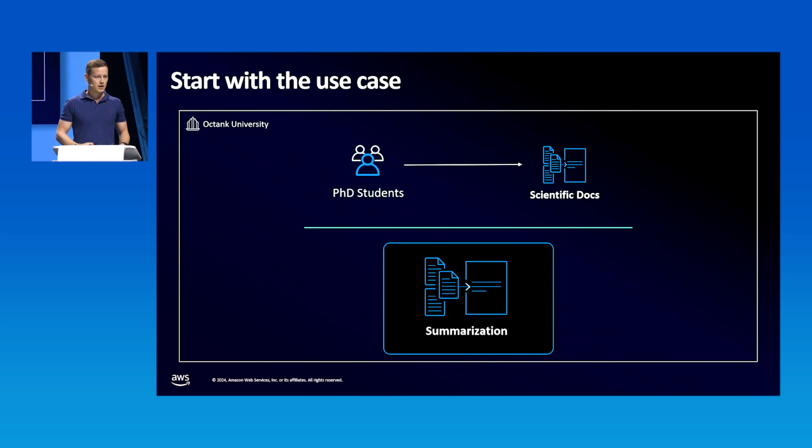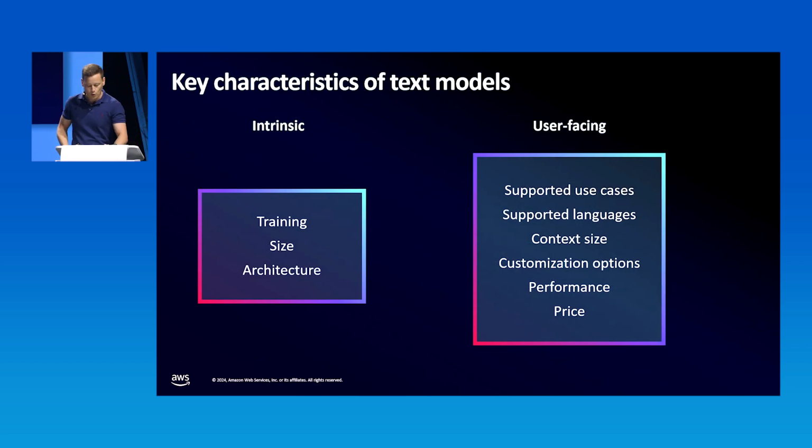And we are going to help Octane University to provide an application for the PhD students who need to read quite a lot of scientific papers and articles, and they have to consume that in a very fast way, because basically in computer science, everything is evolving very fast. So we are going to help them to build a generative AI application that is going to summarize those scientific documents. But we need to take into consideration one important thing. The summarization needs to be accurate. So the model cannot create invented information.